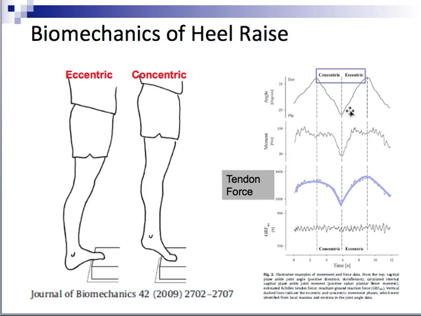The top data here is joint angle. This is the joint moments. The second one, tendon force, is here, and the GRF. We'll ignore the GRF for now. And we see time on the x-axis.